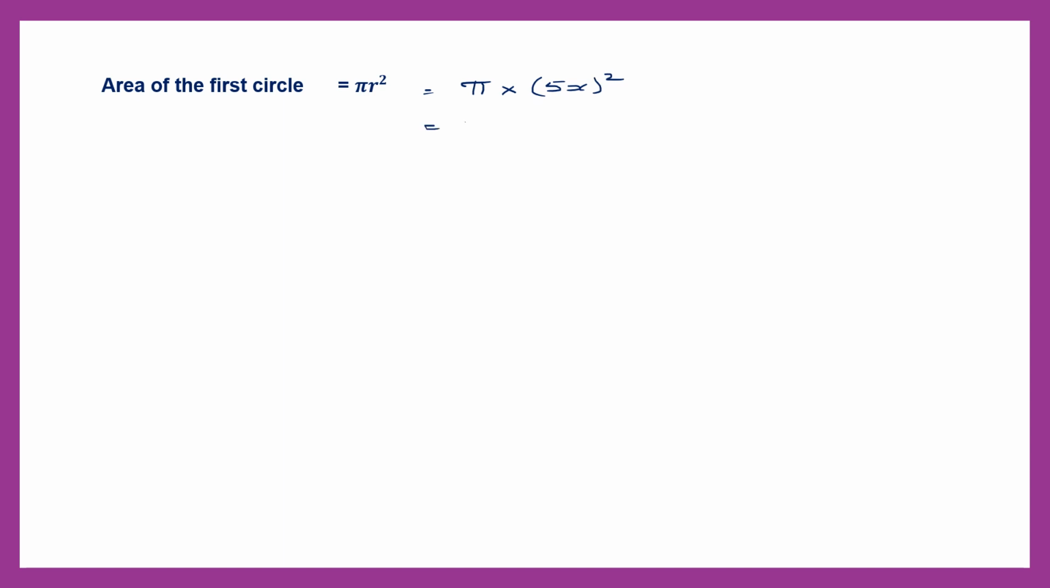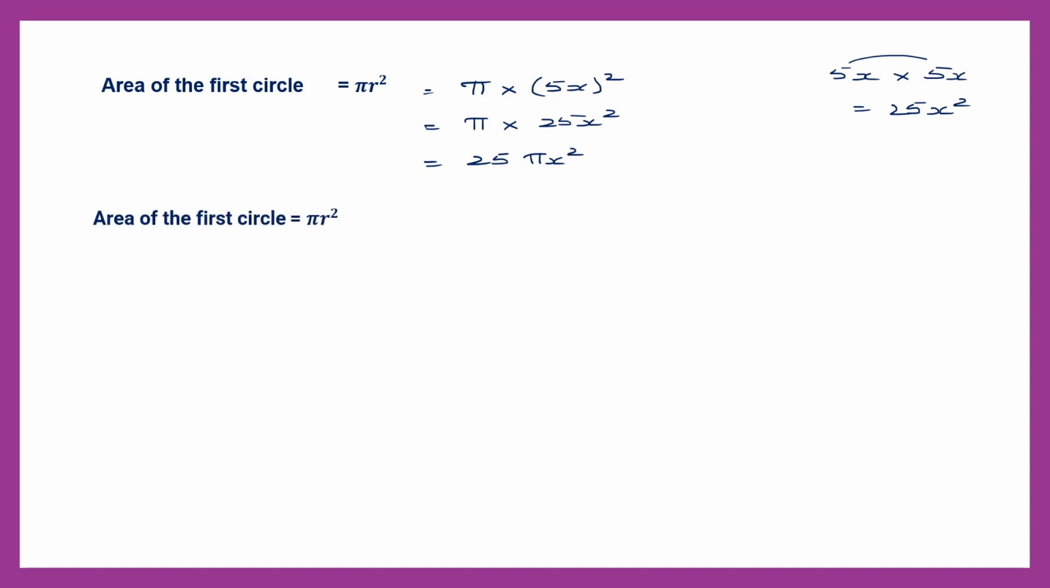So this will be pi into, now 5x square means 5x into 5x. So 5 5s are 25 and x into x is x square. So pi into 25x square. So this will be 25 pi x square. So this is the area of the first circle.